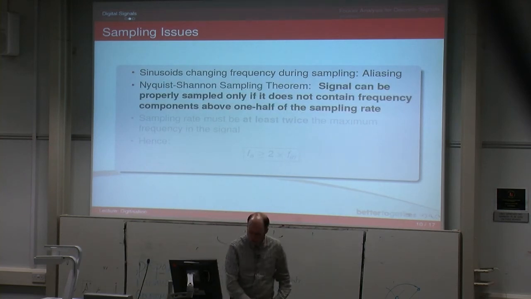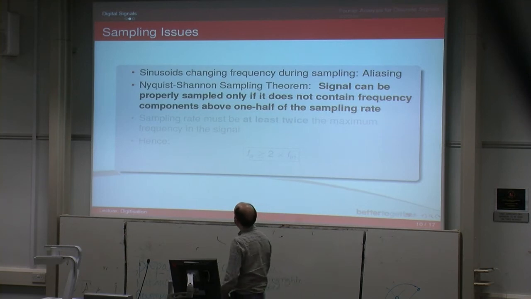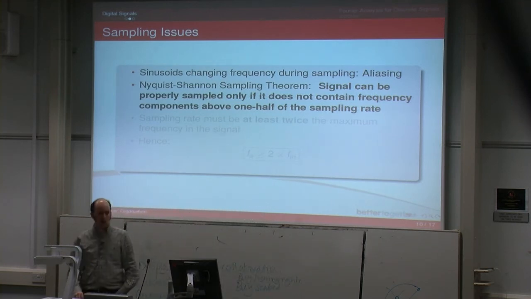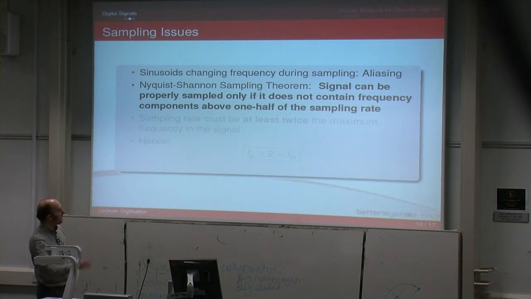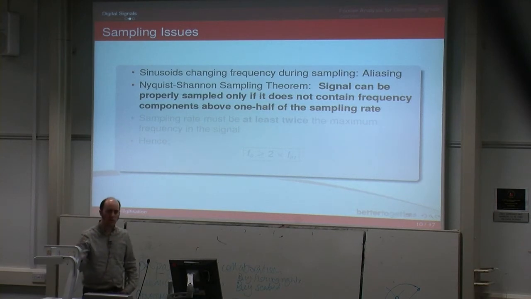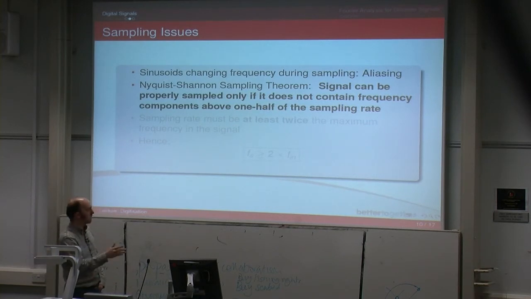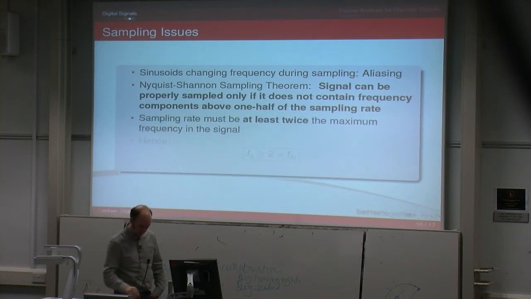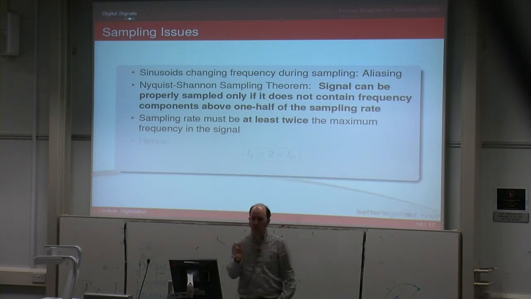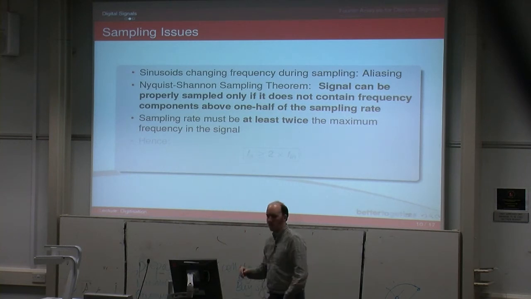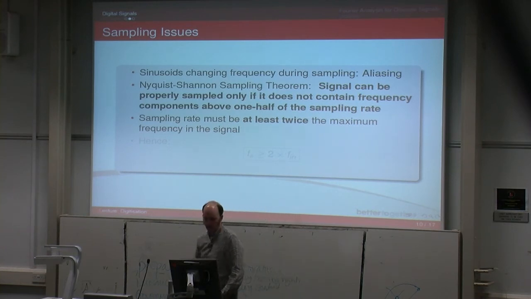And there's this theorem that was come up by Nyquist, who you've probably heard of, and Shannon, who you may not have heard of, where they say that the signal can be properly sampled, i.e. you can go from digital back to analog and get what you had before, only if it does not contain frequency components above 1/2 of your sampling rate. So, in other words, if you're interested in the frequency level up to, say, 20 hertz or whatever, you must sample at least 40 hertz to be able to avoid that aliasing problem.